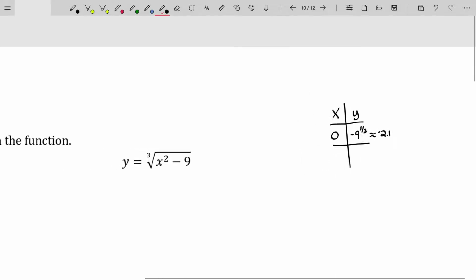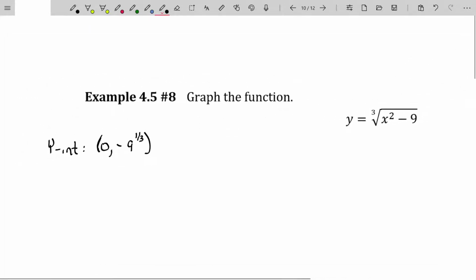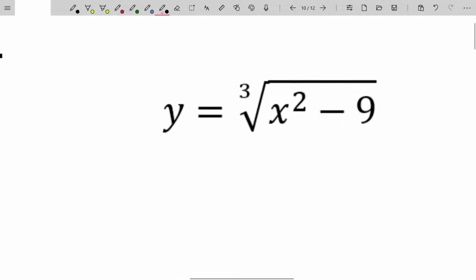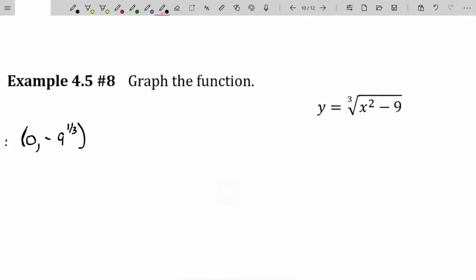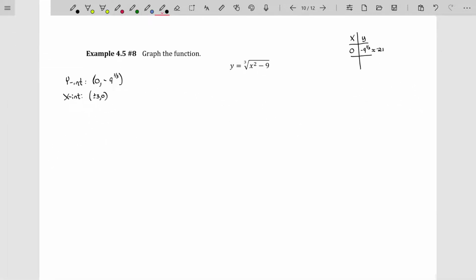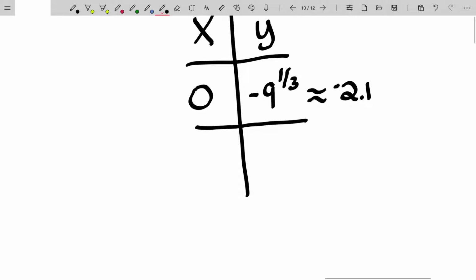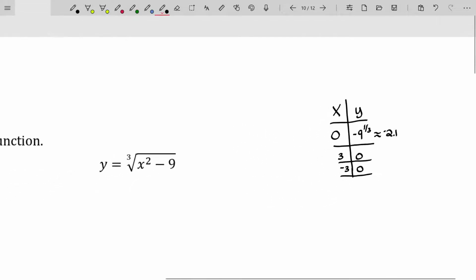All right, what else do we have? After you find the y-intercept, x-intercepts are also nice to have. You can see this function will turn into 0 at 3 and negative 3. No real math needed there, so I'll just state it here. The x-intercepts are plus or minus 3, 0. Again, I'll state that over here in my table: 3, 0, and negative 3, 0. There's no real order to what I'm writing there. I just write down stuff as I come across it.